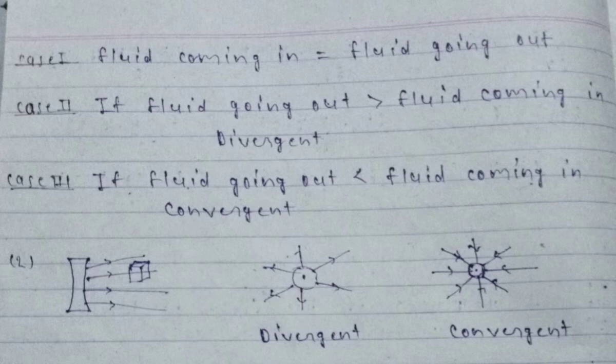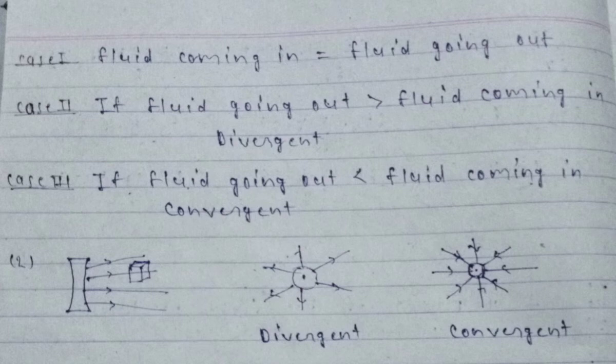The velocities of the currents are divergent because they take away much more than they are bringing in. Or on the other hand, if the fluid going out is less than the fluid coming in, I'll say it's convergent, because that is like negative divergence. Let us see if it makes sense.